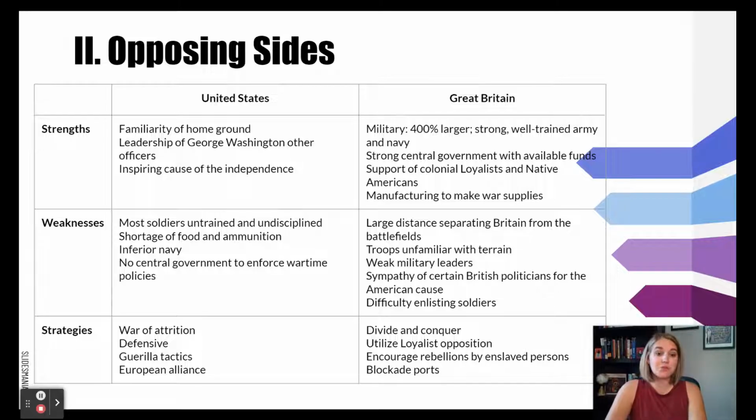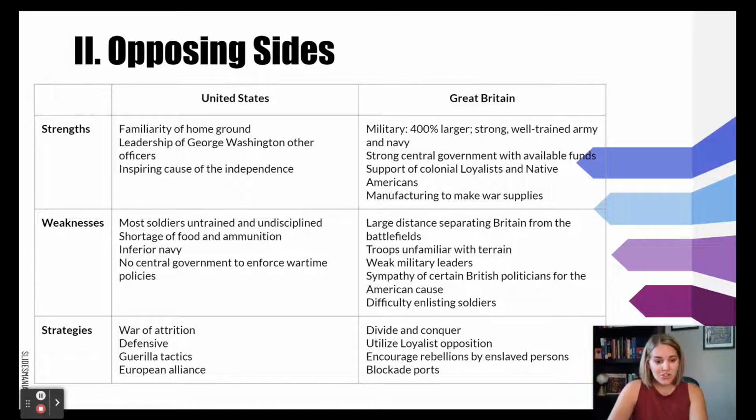So what makes the war difficult for Great Britain? One of the biggest things will be the long supply lines. It's going to take a very long time for the supplies and the troops to get from Britain to North America. Additionally, information going back to Parliament and the King will be outdated by the time it gets there.